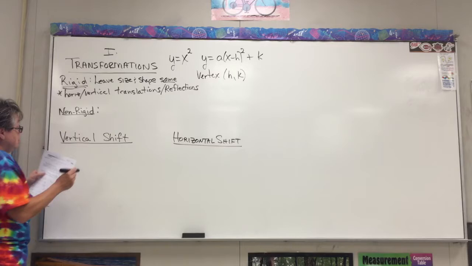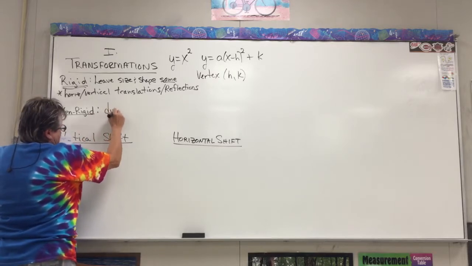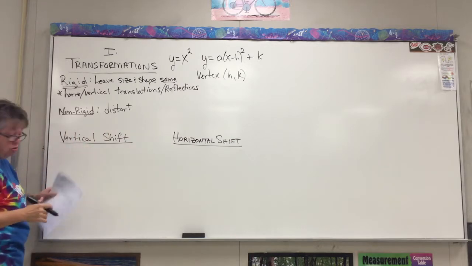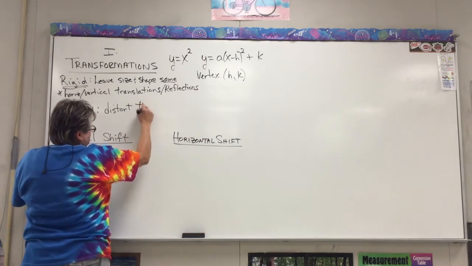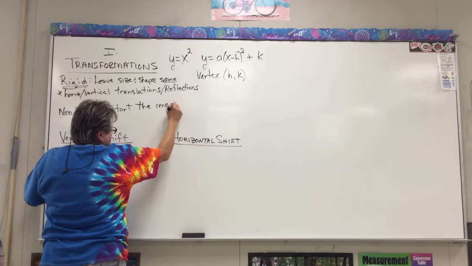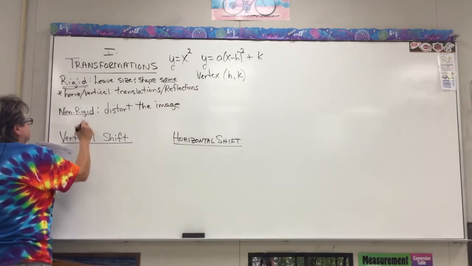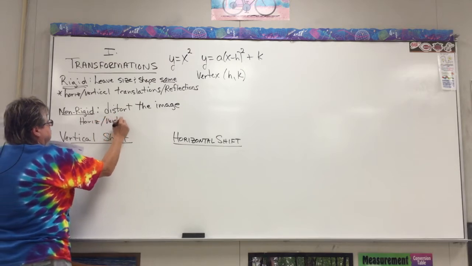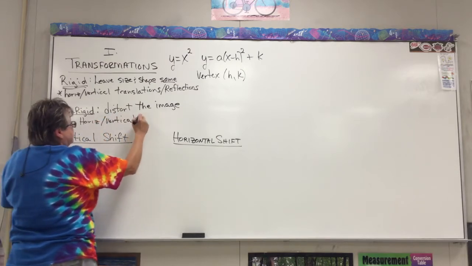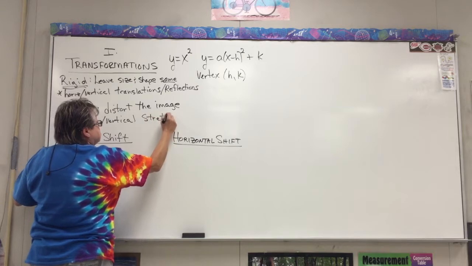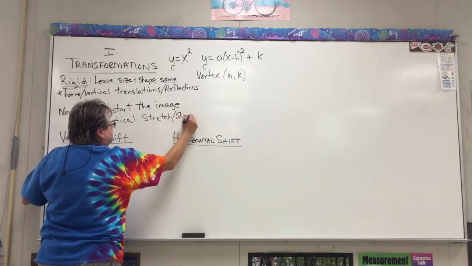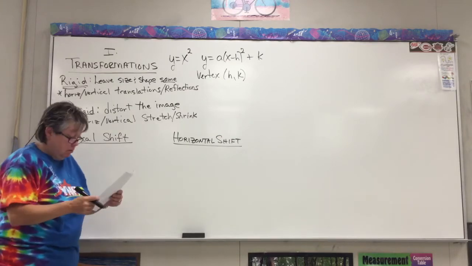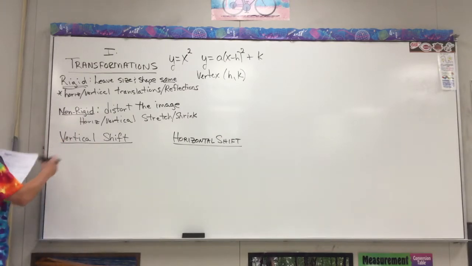If it's a non-rigid transformation, that's when you're going to get some kind of a distortion in what you're seeing. Okay, so it's going to distort the image. Something that does that is a horizontal or a vertical stretch or shrink. And that will be talked about in the second lesson that we do, second video. All right, so let's start first with vertical shifts.